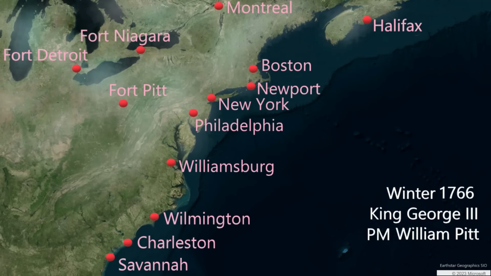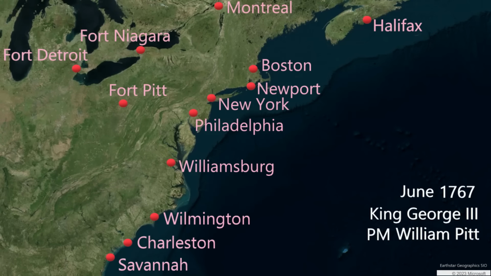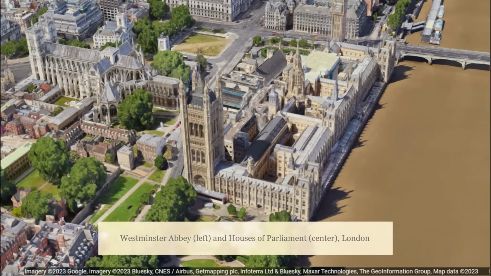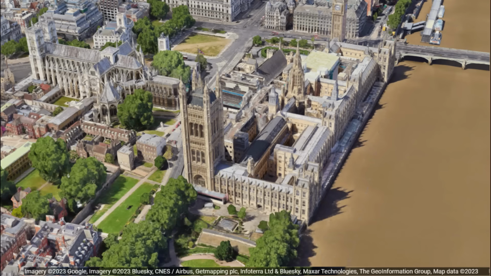1766 comes to an end. June 1767. The Townsend Acts are passed. These acts are named after Prime Minister William Pitt's financial minister, Charles Townsend, and these acts taxed imported goods like glass, paint, paper, and tea.